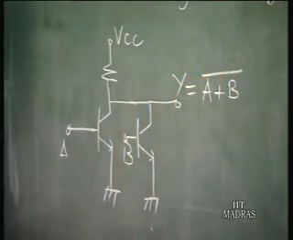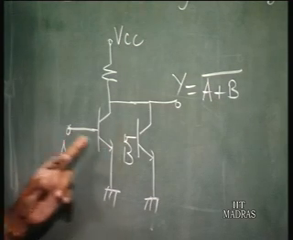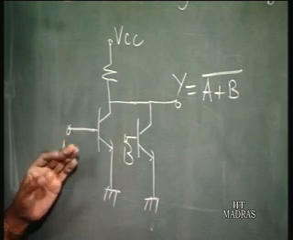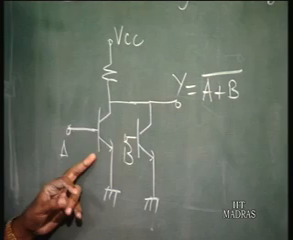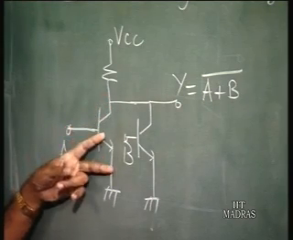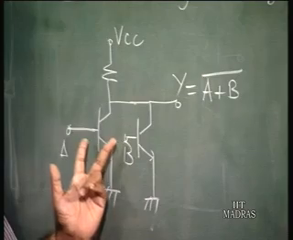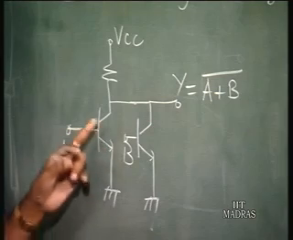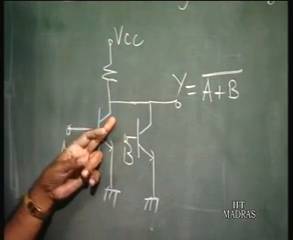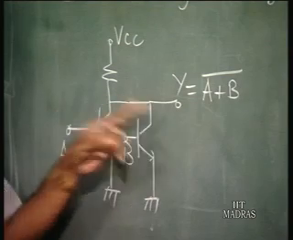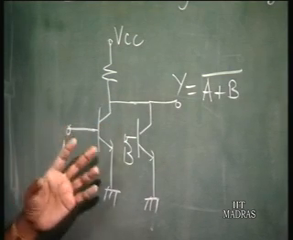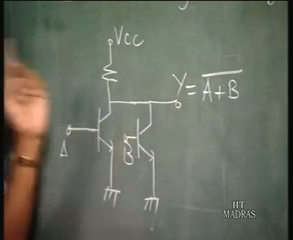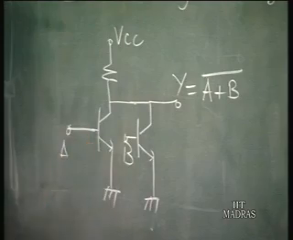Why? Because when any input goes high, that transistor conducts and goes to saturation, and the output goes low. When both inputs are low, both are off and the output is high. When one is high and one is low, one transistor is conducting, current flows, there is a drop across this resistance, and the output goes low. So when any input goes high the output goes low, which is a NOR gate.